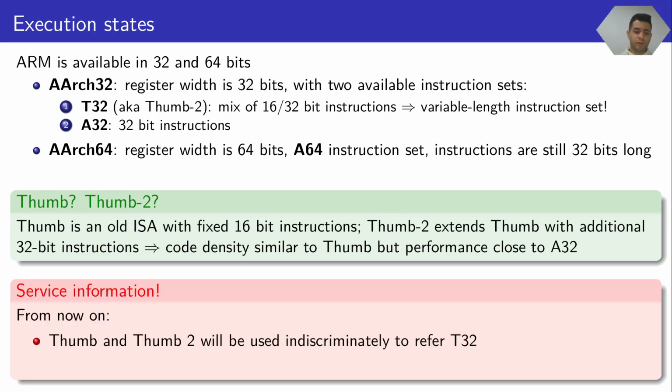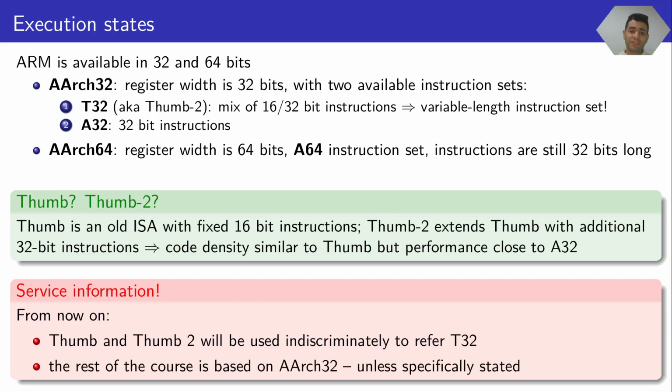For your information, from now on I will refer to Thumb and Thumb-2 indiscriminately, and the rest of the course is based on AArch32. If I refer to the 64-bit version, I will say it explicitly, but at the moment this version of the course will not support the 64-bit version.